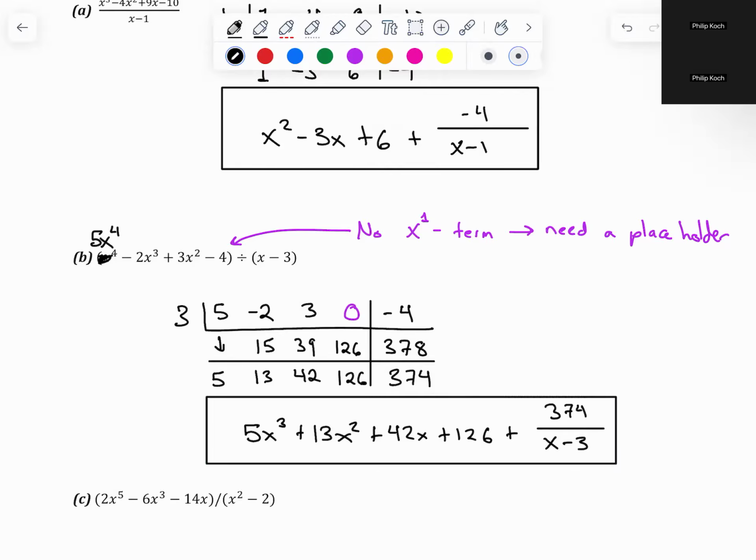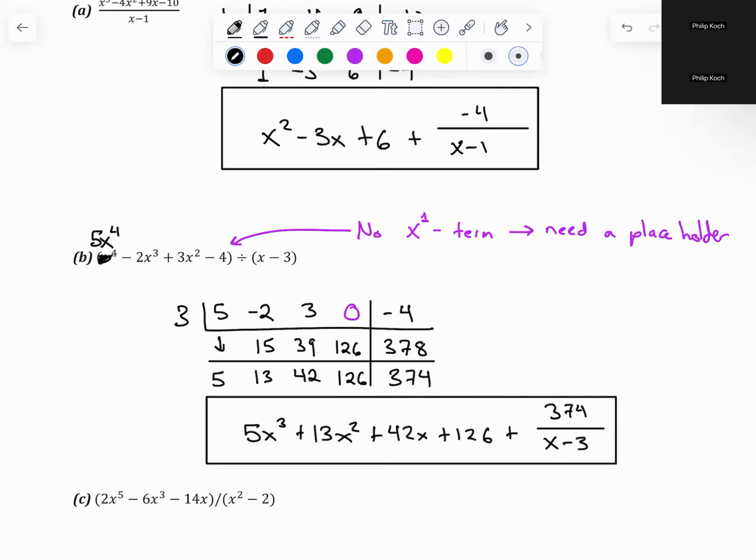So you should get 5x cubed plus 13x squared plus 42x plus 126 plus 374 divided by x minus 3. Right? Let's bring down the 5. 3 times 5 is 15. Negative 2 plus 15 is 13. 3 times 13 is 39. 39 plus 3 is 42. 3 times 42 is 126. 0 plus 126 is, of course, 126. 3 times 126 is 378. Plus the negative 4 gives me 374.